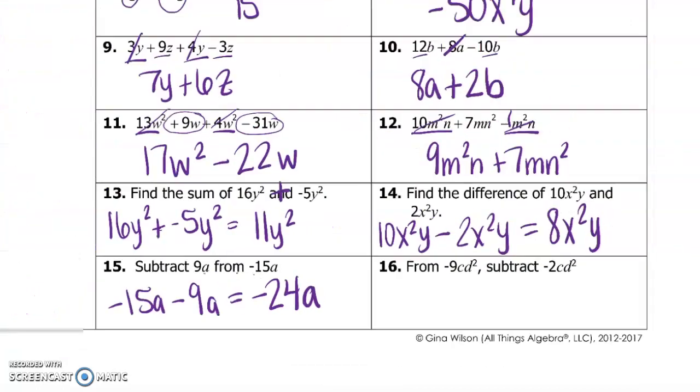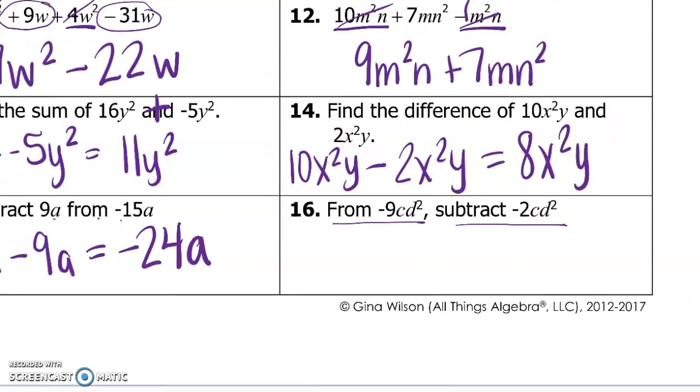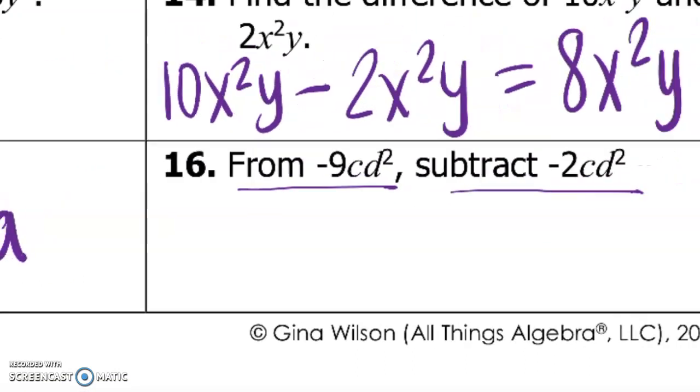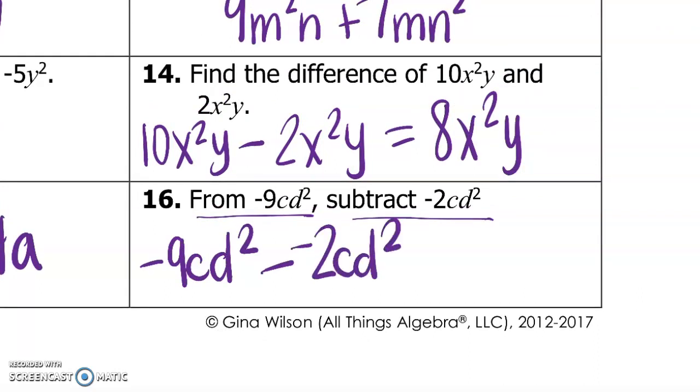Number 16 is like number 15. From this, subtract this. So you have to make sure it doesn't say subtract this from this. Okay, so the wording is different from what 15 is, so you gotta be careful. From this, so you do actually keep it in order. Subtract negative 2cd squared. So if you want to put a minus negative into your calculator, you can. Otherwise, that changes to plus a positive. So our final answer should be negative 7cd squared.